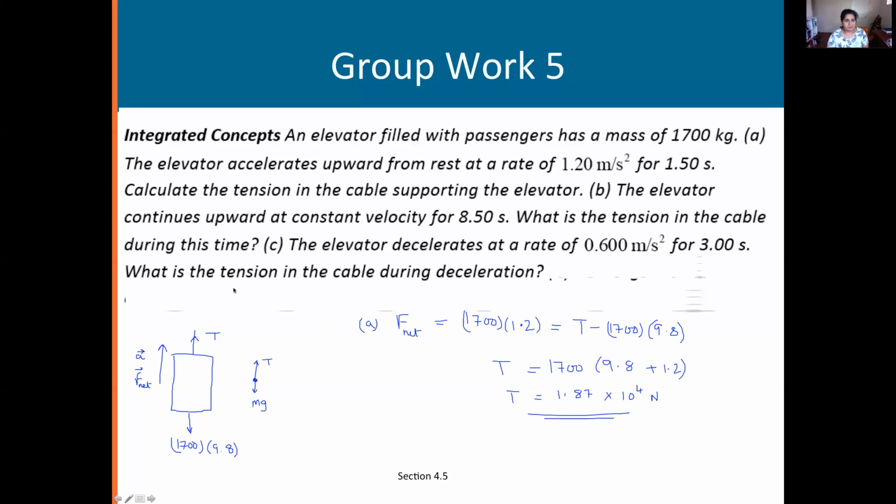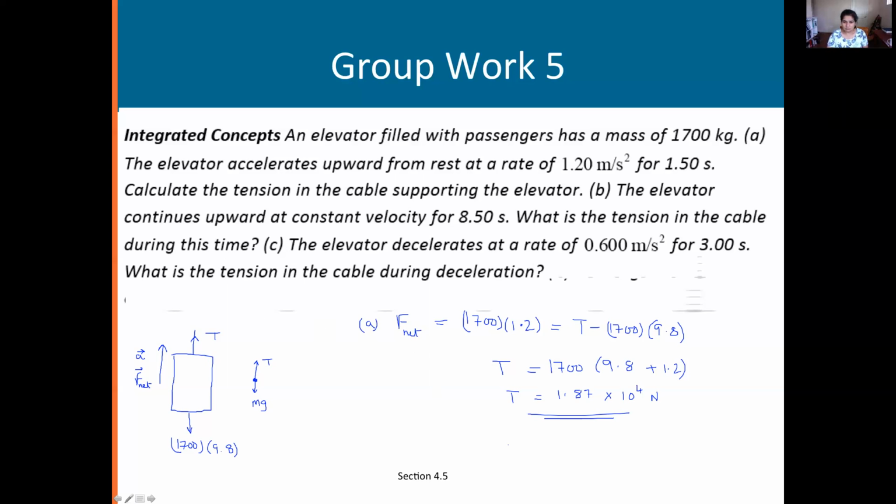Part B, the elevator continues upward at a constant velocity for 8.5 seconds. What is the tension in the cable during this time? So if there is constant velocity, that means we have no acceleration. Acceleration is rate of change of velocity. We have no change in velocity. That means we have no F net. F net is 0.